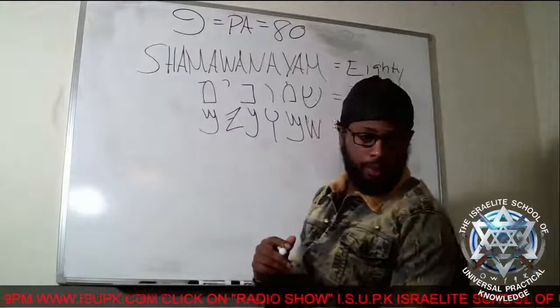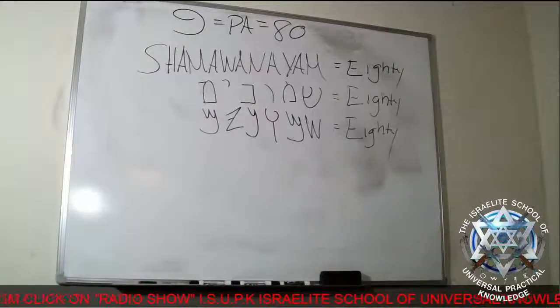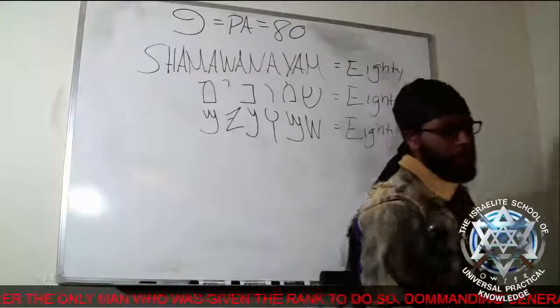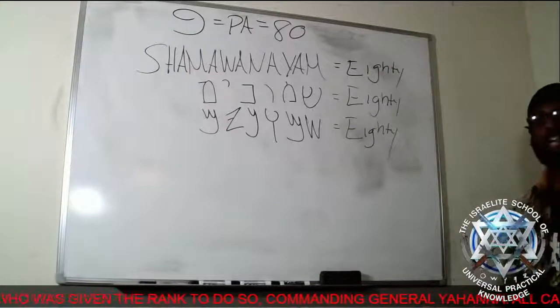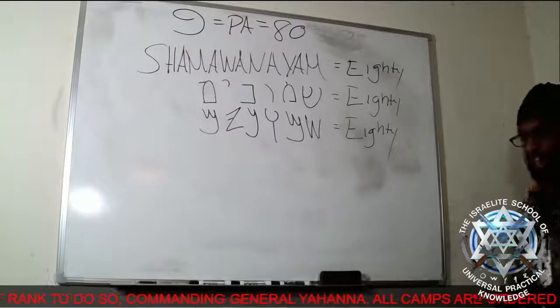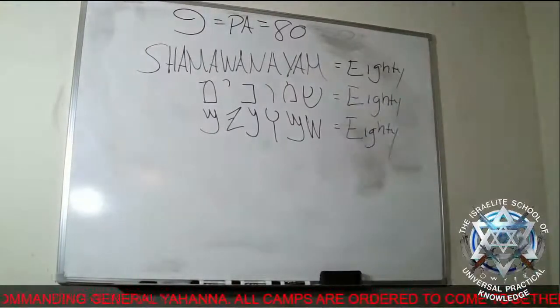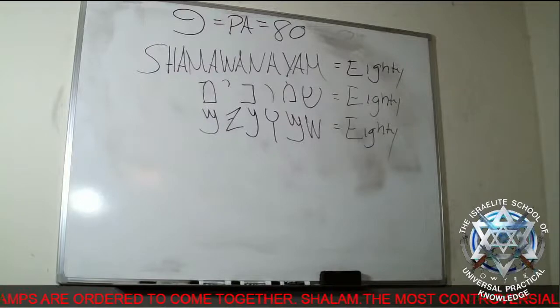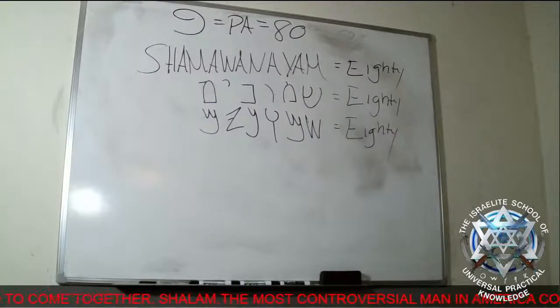So what we have on the board is the number 80, which is Shamawanayim. Shamawanayim is how you would say 80. What we have on the board is the letter Pi. Your Pi has a numeric value of the number 80.